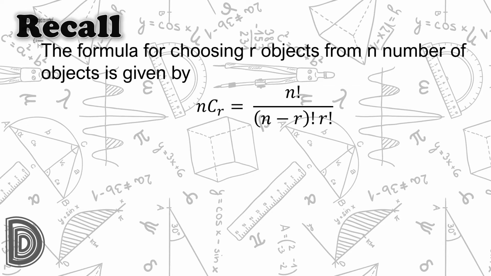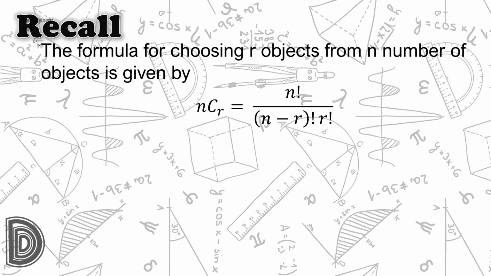Let us have a recall of important concepts. In counting techniques during junior high school, you learned about combinations. The number of combinations of n different objects r at a time is the number of different selections that can be made of r objects out of n objects without giving attention to the order of arrangement within each selection. The formula for choosing r objects from n number of objects is given by n combination r equals n factorial over n minus r factorial times r factorial.